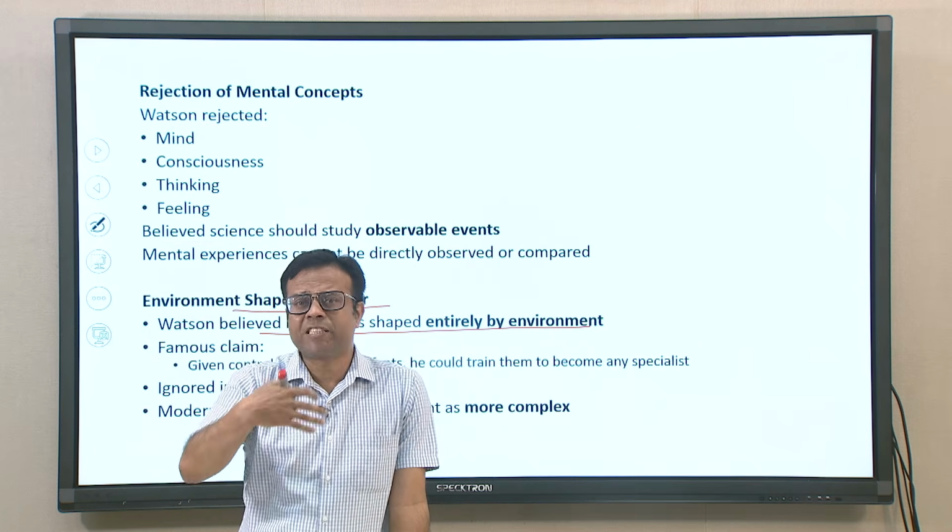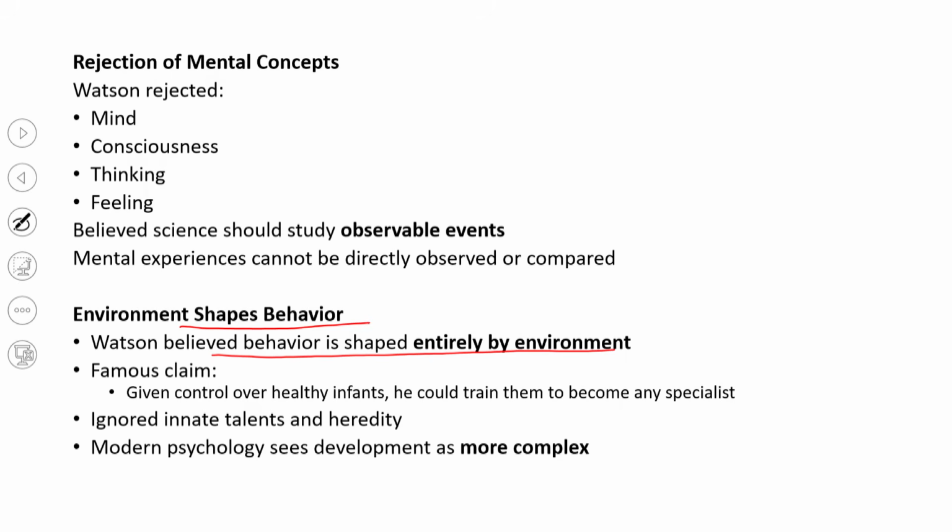In fact, there is a famous claim he made that, given control over healthy infants, he could train them to become any specialist. You give me any healthy child, and by changing their environment, I can shape them to become any way I want. So, that was the extreme claim he made.